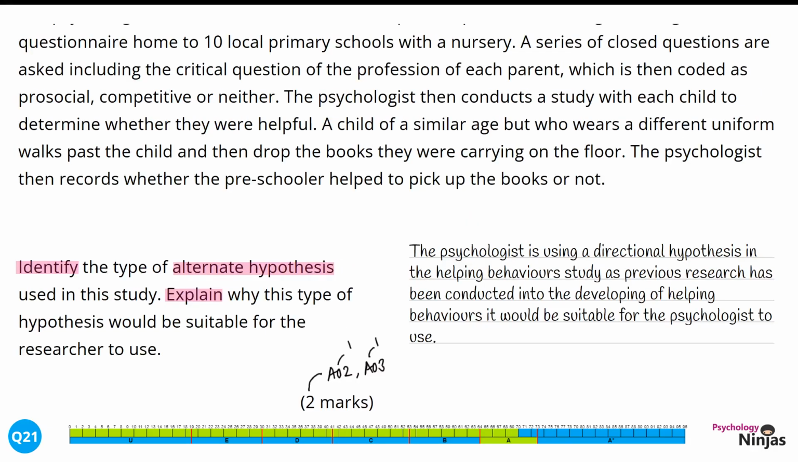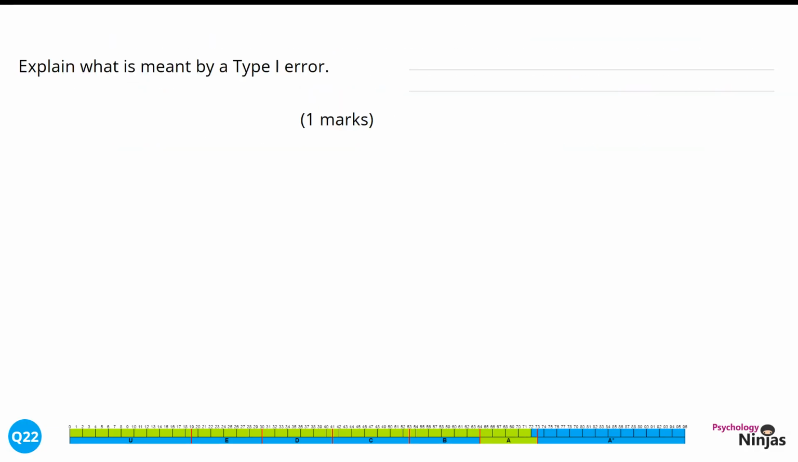We've identified an appropriate alternate hypothesis by talking about directional hypotheses. We've put this in the context of the study by talking about helping behaviours. We've justified it by saying that there is previous research to studying helping behaviours, and therefore it makes it suitable.